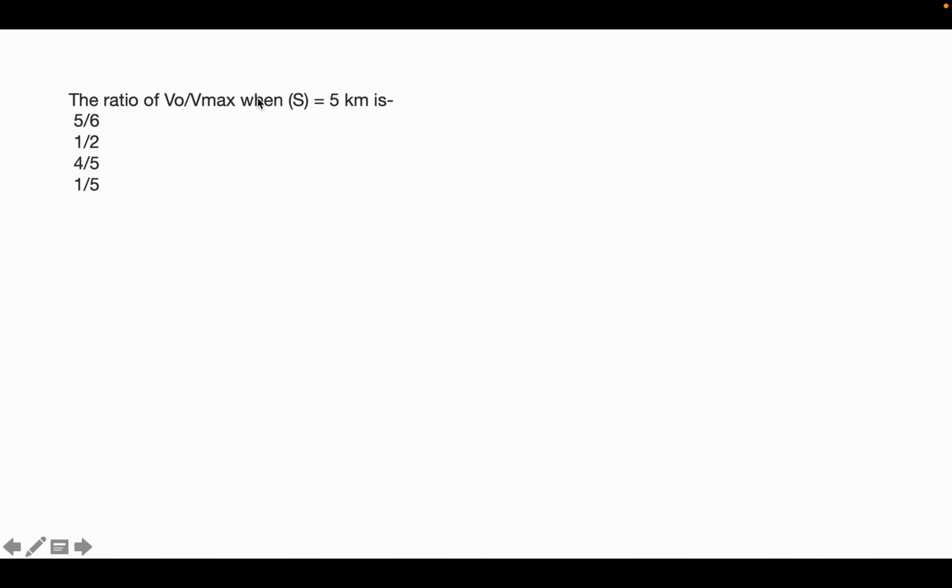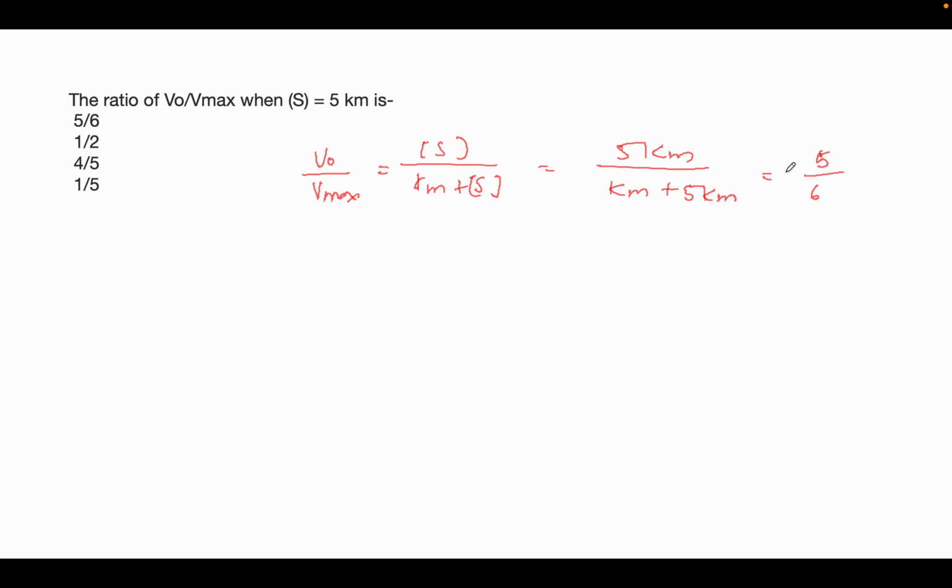The ratio of V0 by Vmax when substrate is 5 Km is, so again the same type of question. V0 by Vmax is equal to substrate upon Km plus substrate. But substrate is 5 Km. So this will be 5 Km upon 6 Km. So 5 by 6.